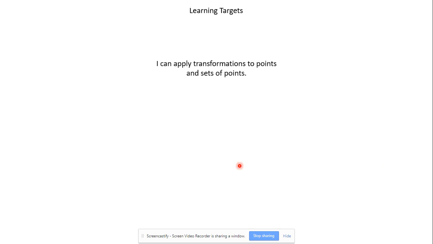I can apply transformations to points and sets of points. And I can interpret transformations of real-world data. So what's actually happening here?